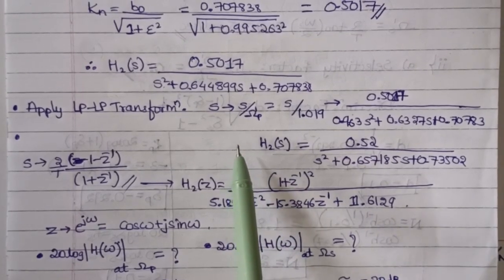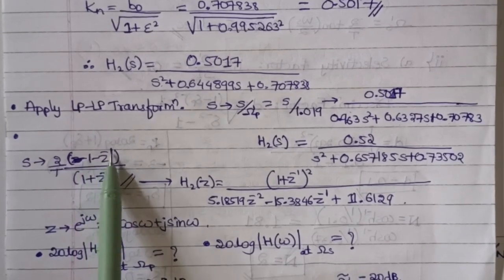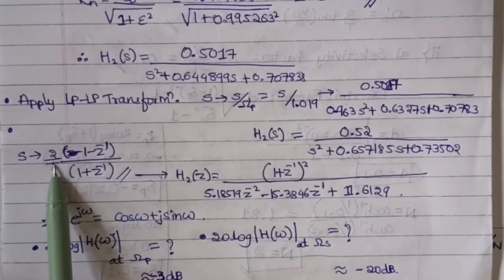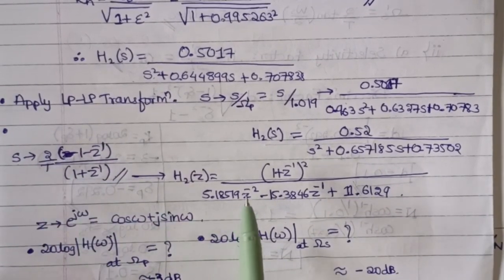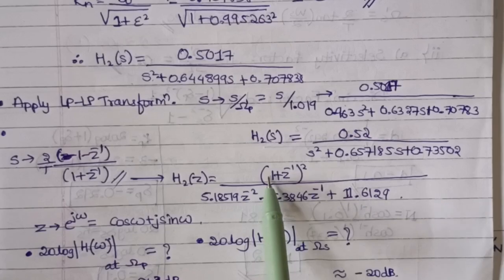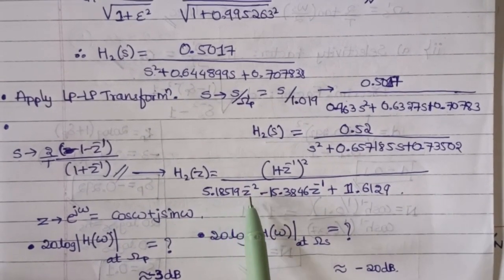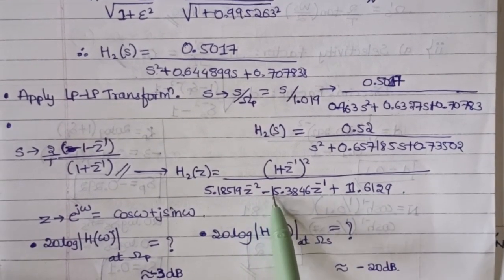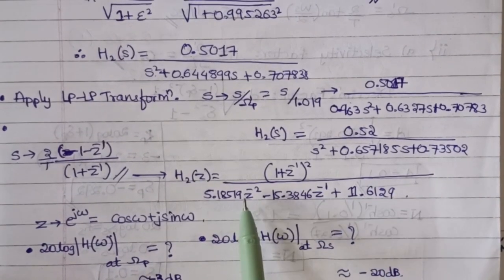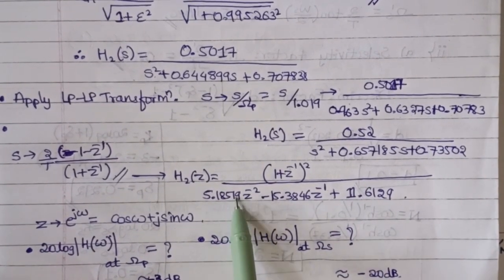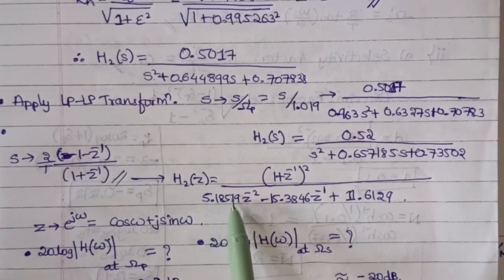Since we are designing a digital filter using the bilinear transformation, the bilinear transformation equation is S equals 2 by T into (1 minus z inverse) divided by (1 plus z inverse), where T is equal to 1 second. Substituting this in place of S and solving it, we get (1 plus z inverse) whole square divided by 5.18519 z power minus 2 minus 15.3846 z inverse plus 11.6129. After simplifying and keeping the coefficient of z power minus 2 as 1, we have to divide the numerator and denominator by 5.18519.